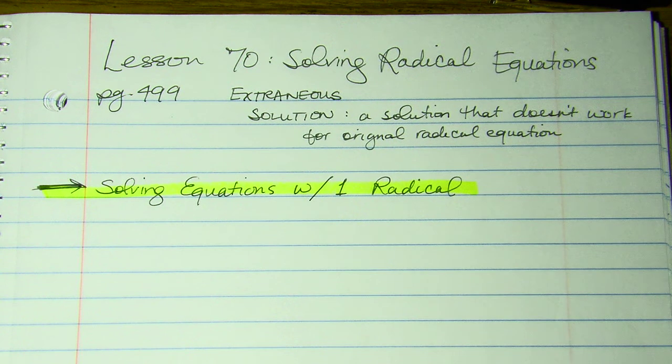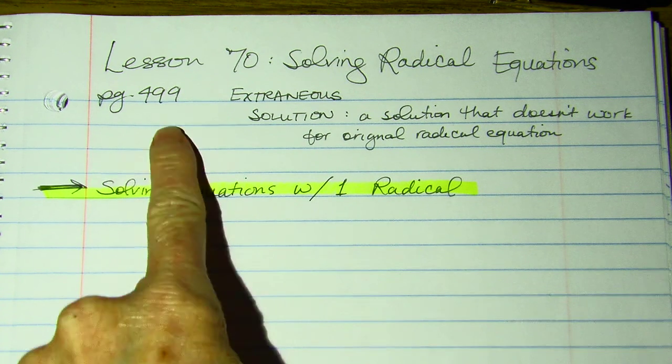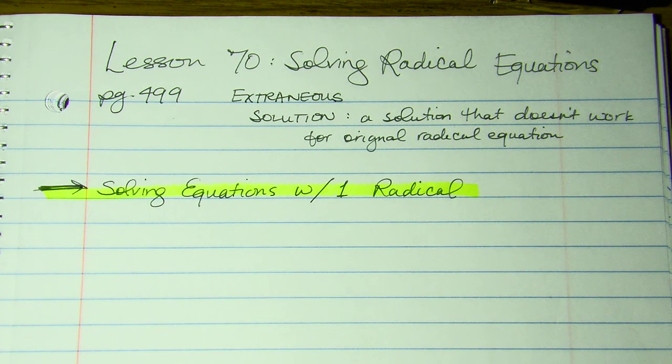Good morning, Algebra 2. We are going to cover Lesson 70, solving radical equations. The lesson practice that we're going to be going over is on page 499.